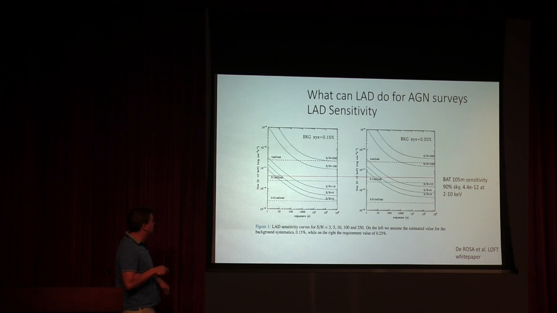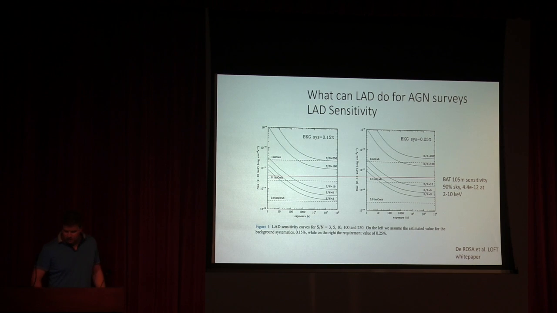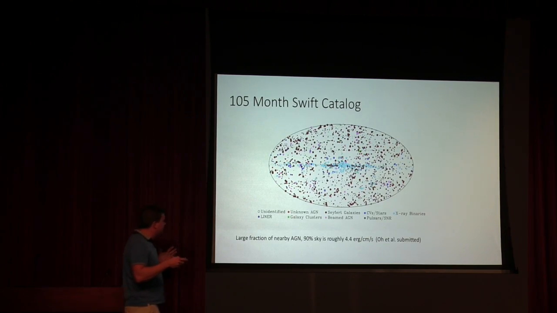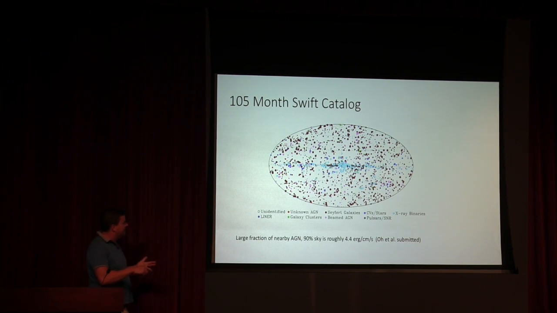taken from LOFT, so this isn't perfectly accurate. But it gives you an idea that the sources we have in BAT are the sources you can study with fairly high signal to noise with the LAD. To give you an idea of what types of sources these are, this is the galactic plane. And if you move off the galactic plane, you typically are looking at these nearby Seyfert AGN and some small fraction of beamed AGN.